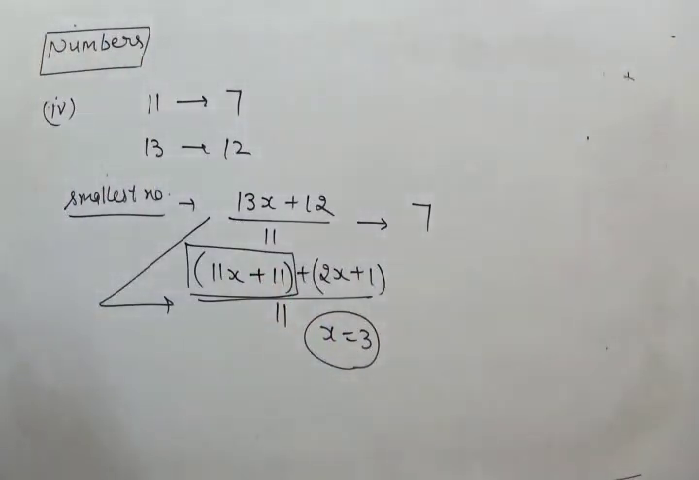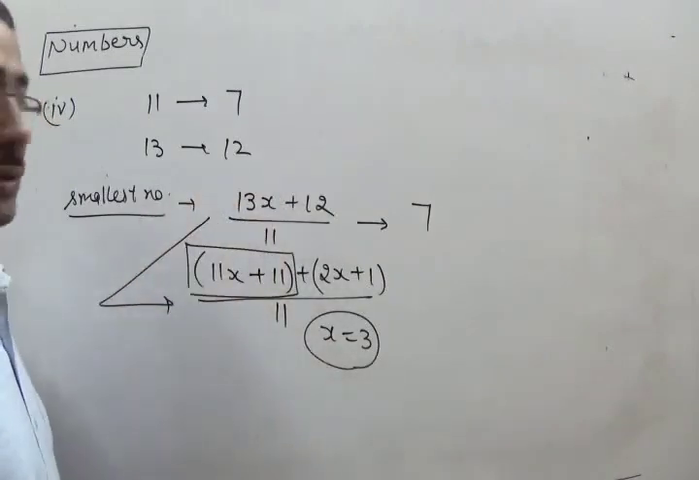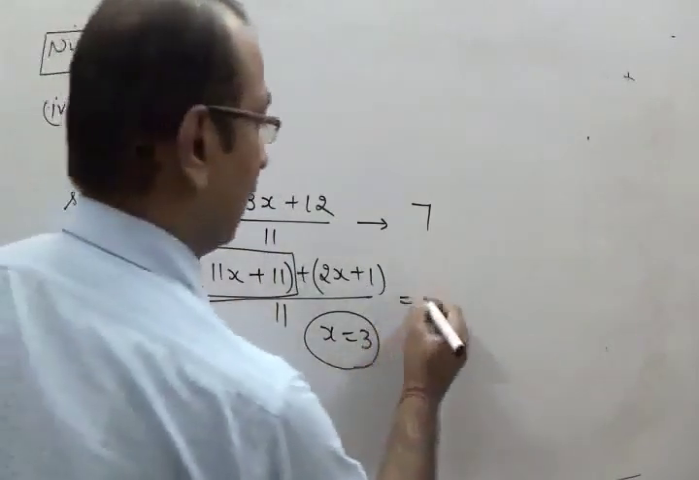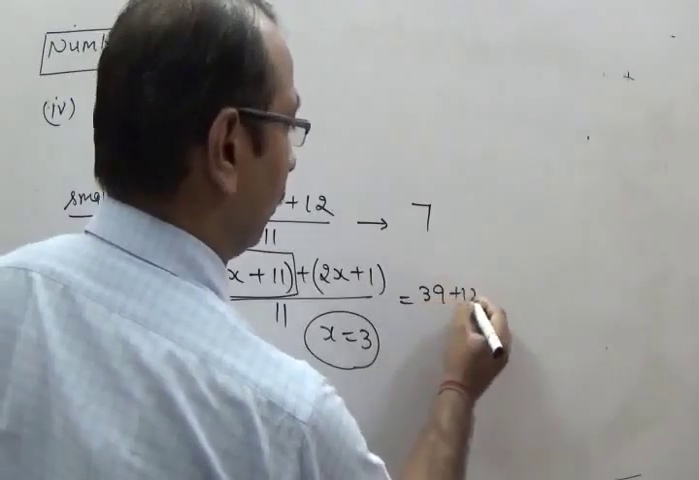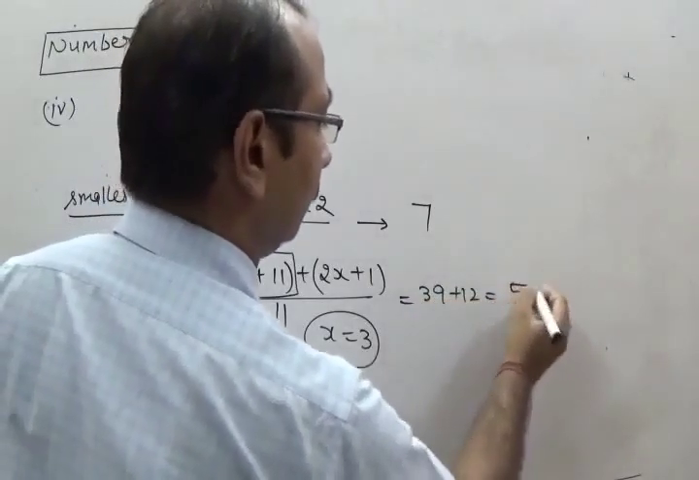Now based on this, I put 3 here. That is 39 plus 12. Right? So I will take it as 39 plus 12. This is said to be 41. Sorry, this is said to be 51.